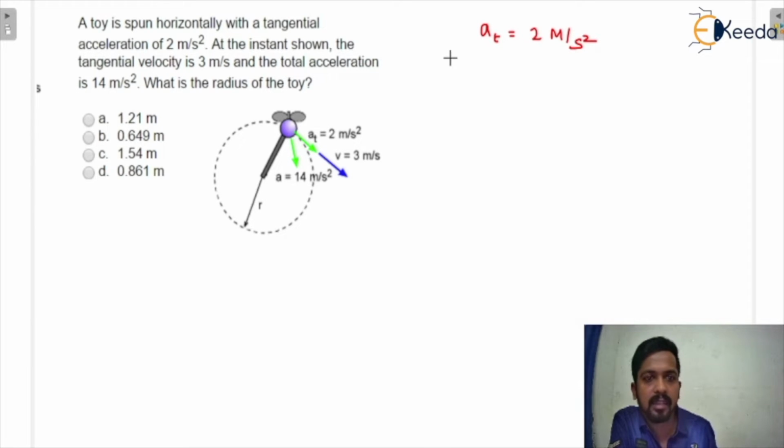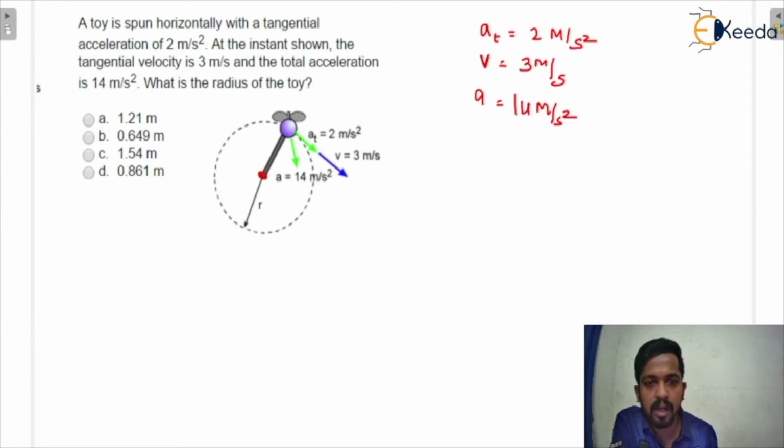At this instant, the tangential velocity V is given, that is 3 meter per second, and the total acceleration is given, that is 14 meter per second square. What is the radius of the toy? You have to tell. The toy is going to be rotated about that point O, having the tangential velocity, tangential acceleration, and the total acceleration.